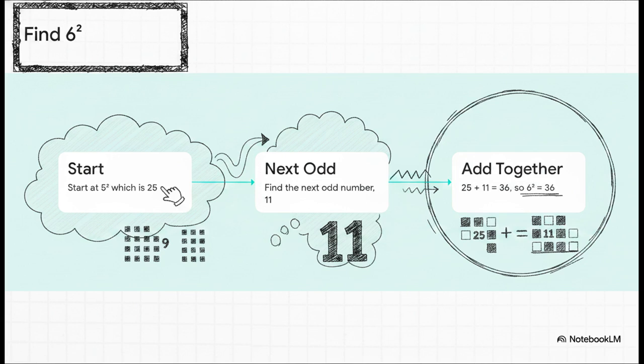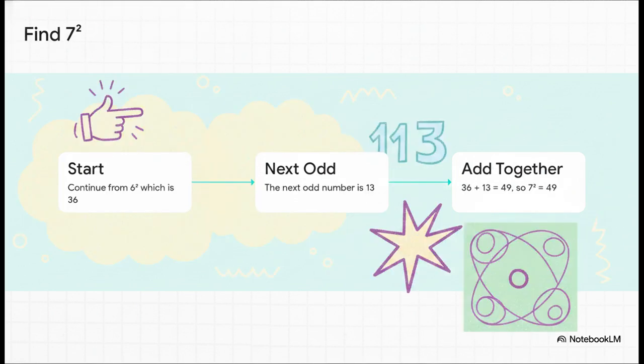So there you have it. 6 squared is 36. Honestly, see how much easier that addition is compared to multiplying it out? Let's keep that momentum going. How about 7 squared? Step 1, start at our previous answer, which was 6 squared or 36. Step 2, add the next odd number. Well, after 11 comes 13. Step 3, simply add 36 plus 13 and, you guessed it, that equals 49. So 7 squared is 49. It's like magic, but it works every single time.